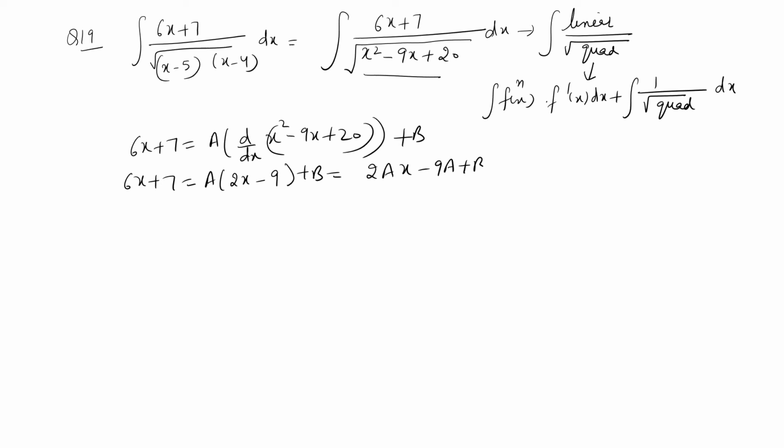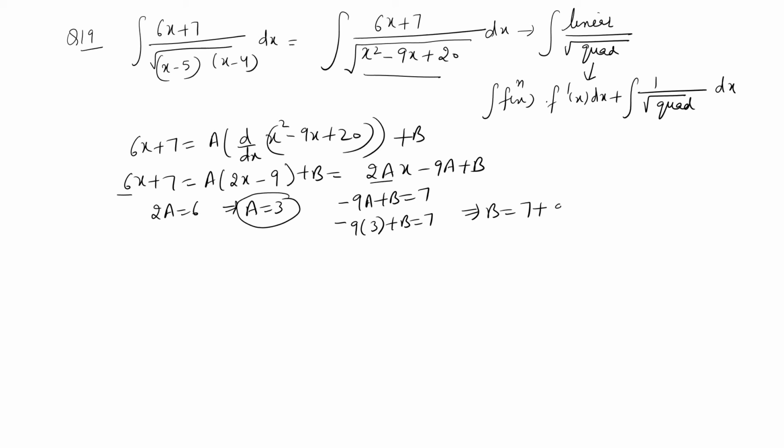Okay, so equating the terms, 2a is 6, which implies a is 3, and minus 9a plus b is 7. So minus 9 into 3 plus b is 7, which implies b is equal to 7 plus 27, which is 34.